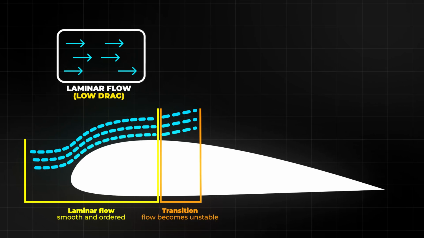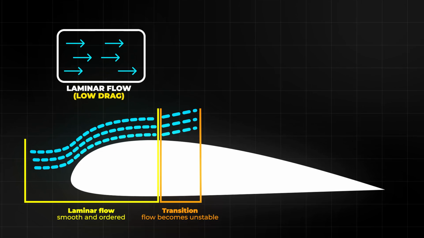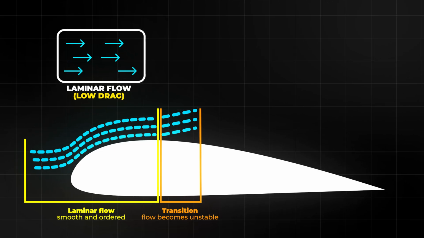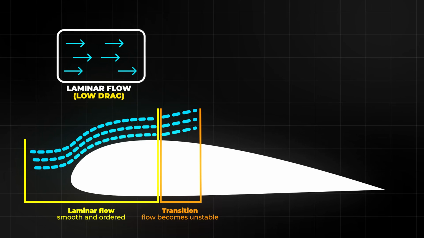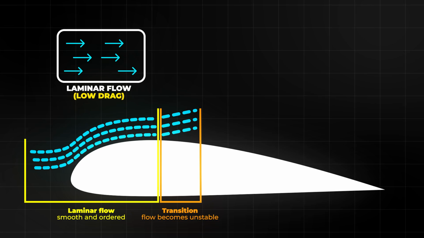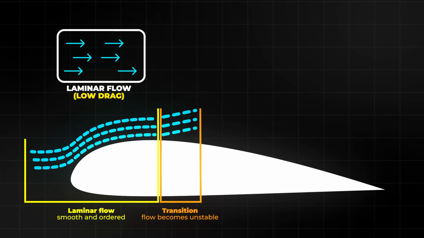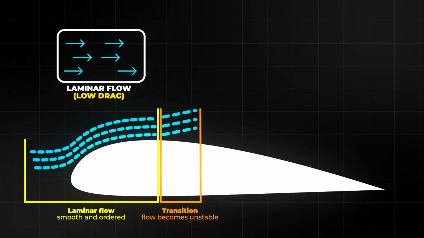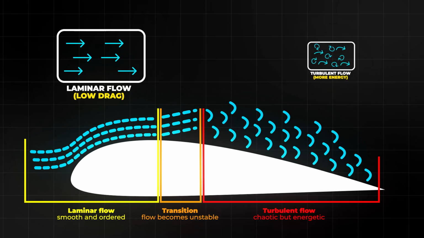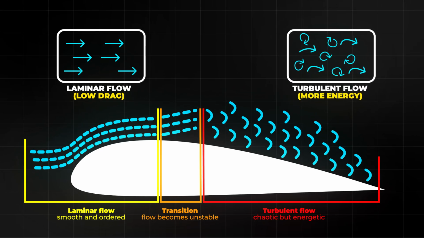On many normal wings, this transition often happens near the thickest part of the wing. Before that point, the pressure usually gets lower, which helps the flow stay calm. After the thickest point, the pressure starts to rise again. Now, the air has to flow uphill against pressure. And that makes the laminar flow unstable. That is why the change to turbulent flow often starts around here.